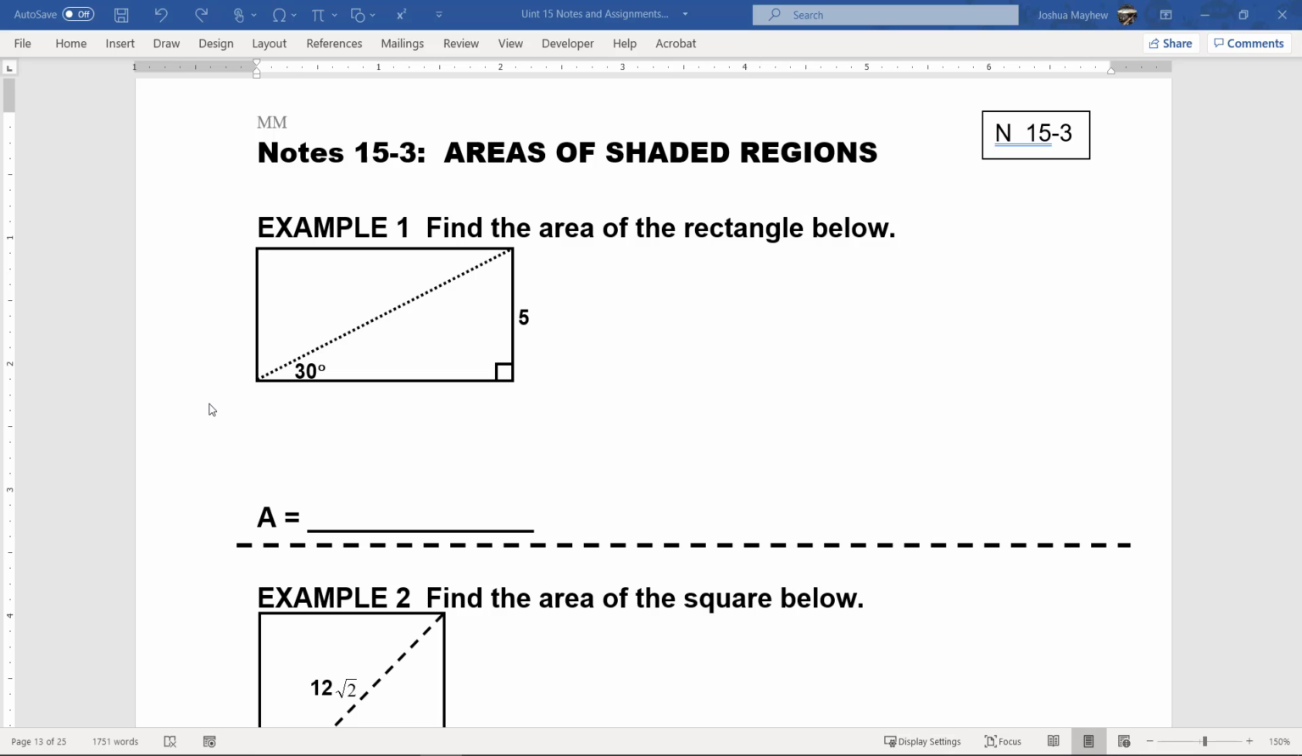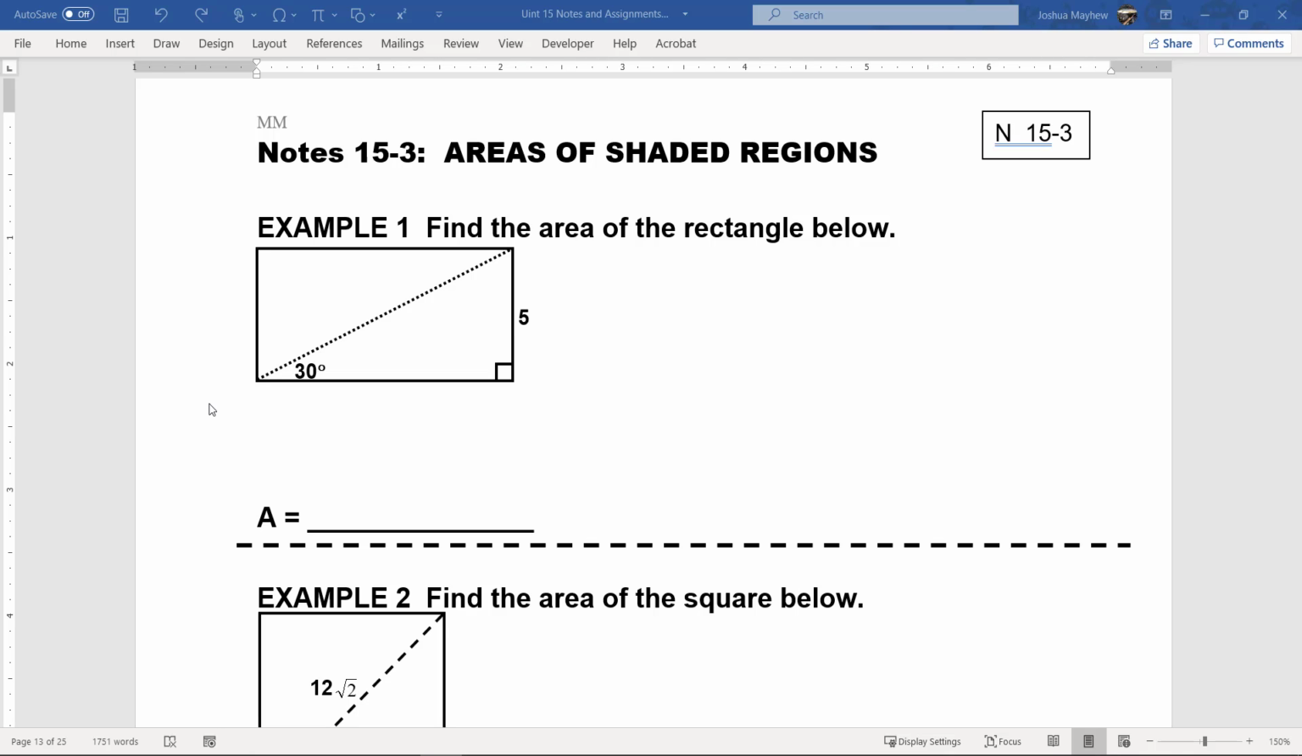Today we're going to start talking about area of shaded region. So these are the notes for 15.3. So let's dive in. We're just going to review a little bit by finding the area of a rectangle, and then a square, and then a circle, and then a couple examples when we talk about area of shaded parts. You'll see what that looks like.